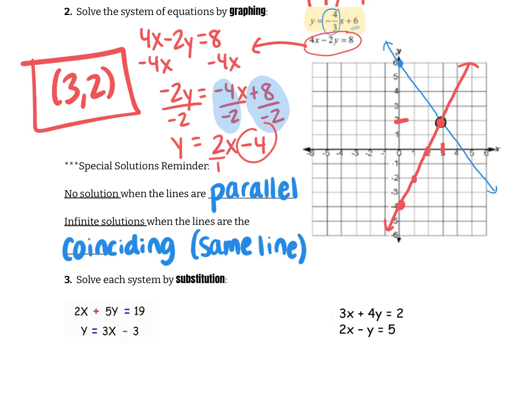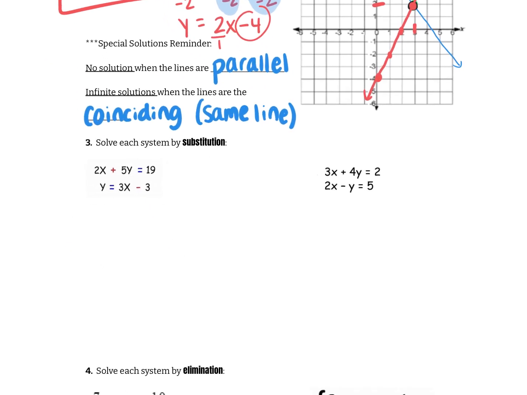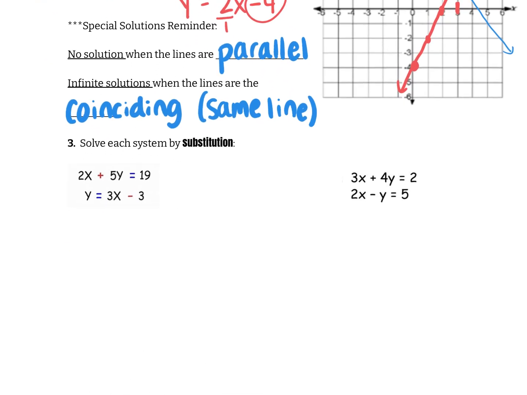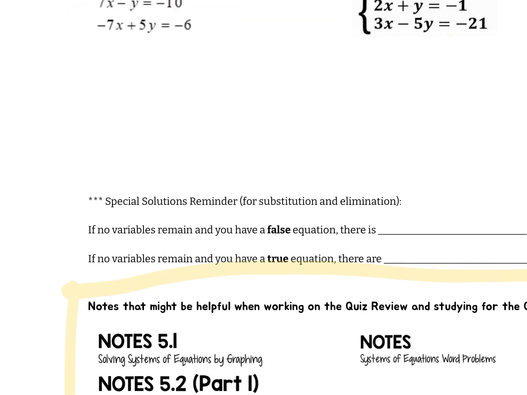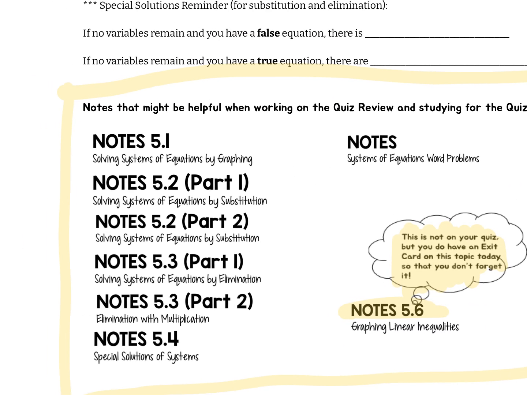Okay. So next, we are moving on to reviewing substitution really quick. Obviously, you have more notes on this. Again, here's all of your notes. You should have 1 day of the graphing stuff we just went over. You should have 2 days of substitution.